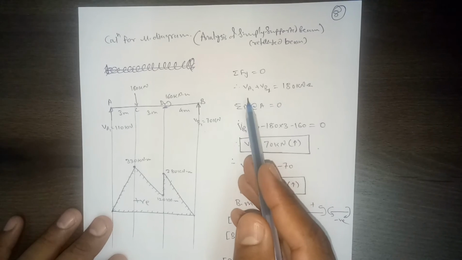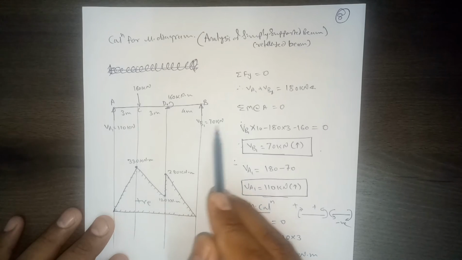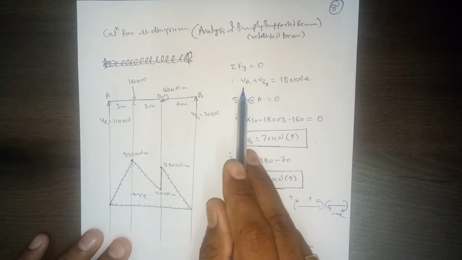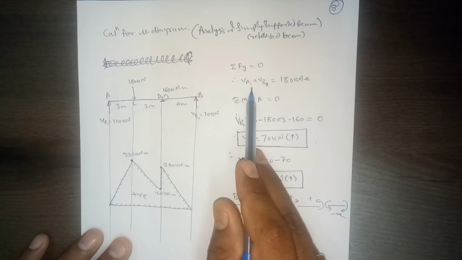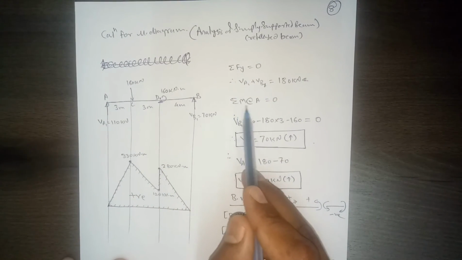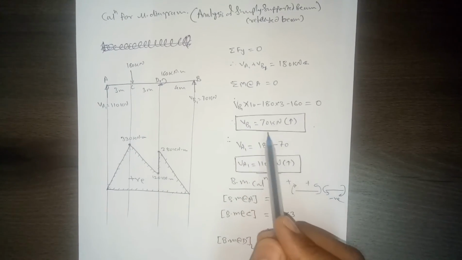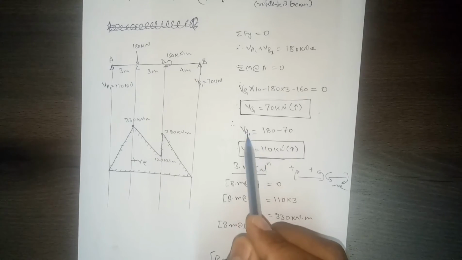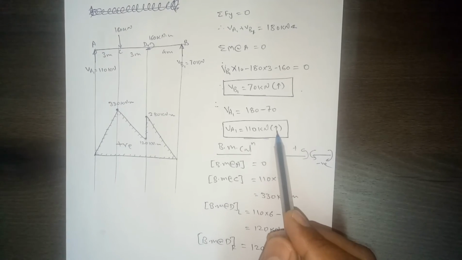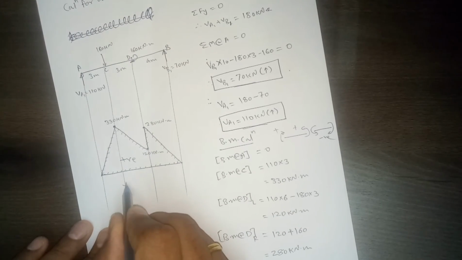Typically you calculate the reactions, which we call VA1 and VB1. You use the conditions of equilibrium since we have two unknowns. So VA1 plus VB1 is equal to 180 kilonewton total downward, and then taking moment about point A, you will get VB1 equal to 70 kilonewton. Substituting this value here, you will get VA1 equal to 110 kilonewton upward. Now the BM calculation. So this is the Mu diagram, right?